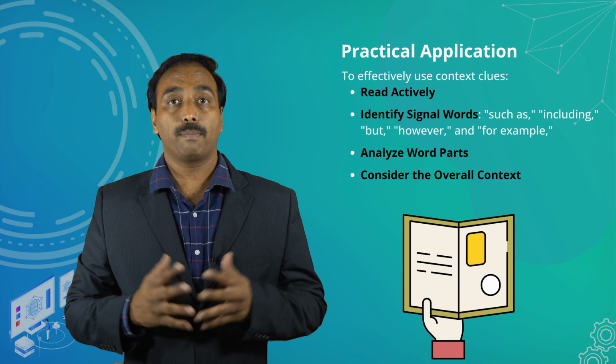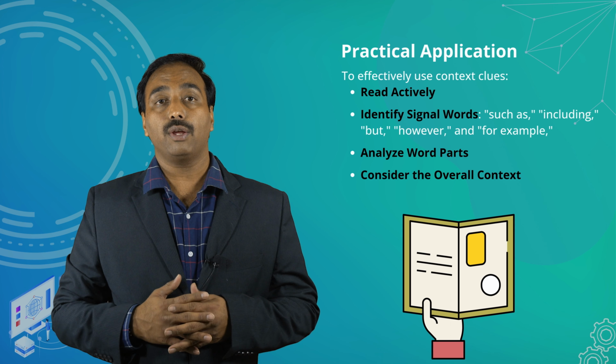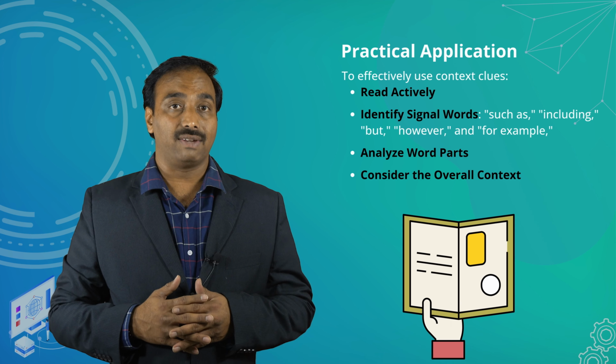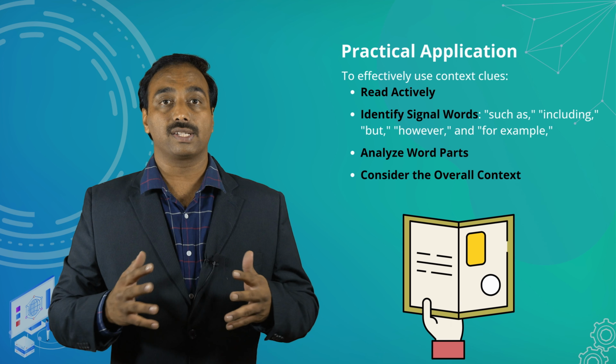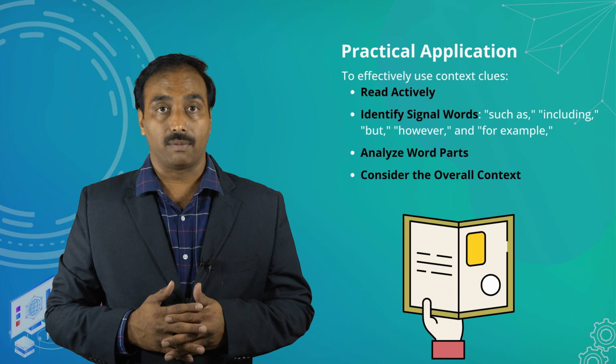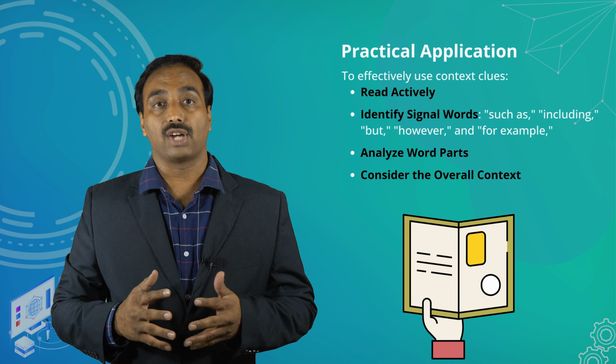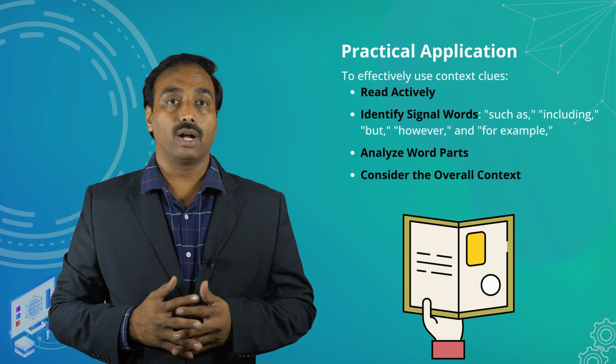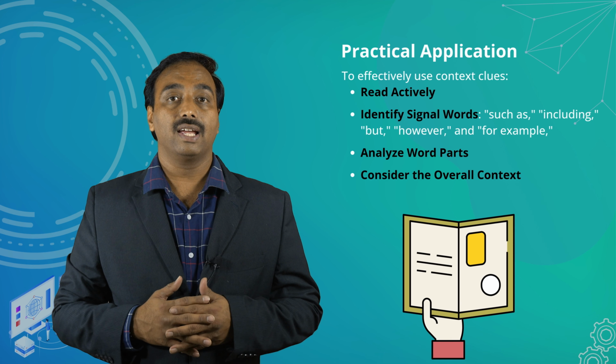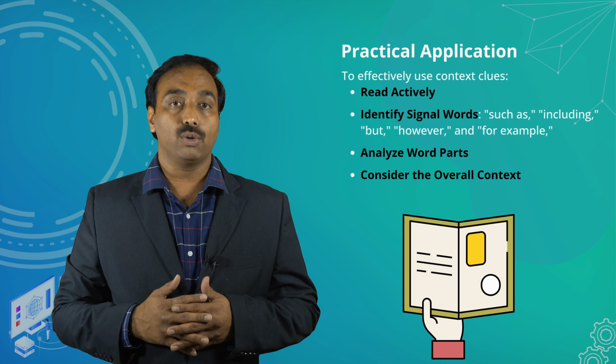Now let us have a look at the practical application. To effectively use context clues, you have to read actively. Pay close attention to the words and sentences surrounding the unfamiliar term. Identifying signal words. Look for words like such as, including, but, however, and for example, which can signal the type of context clue being used.